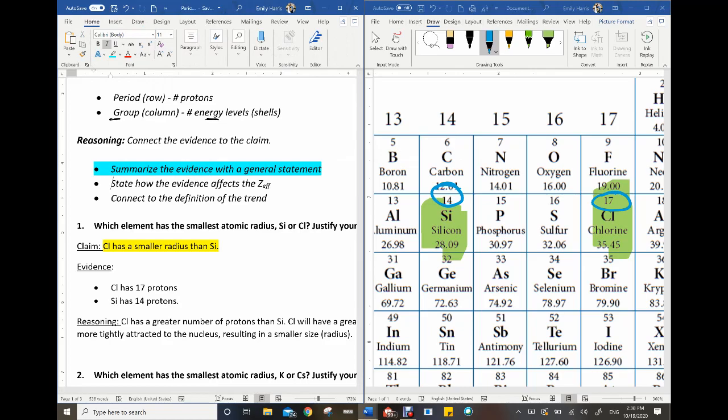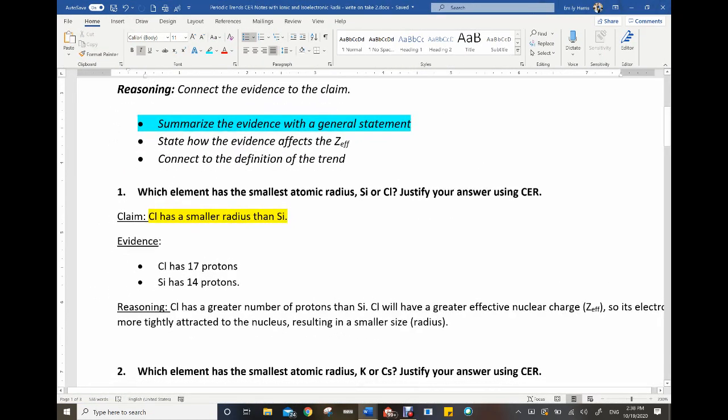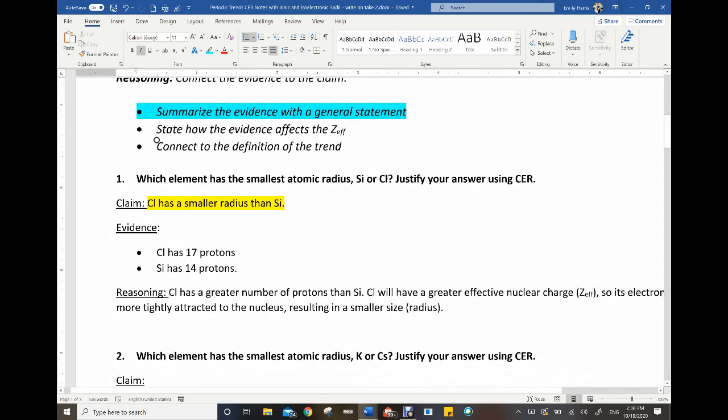So the first thing we're going to do is summarize our evidence with just a general statement. So you'll notice in the evidence section we got pretty specific. But here's the way we can summarize that. So instead of saying chlorine has 17 protons, silicon has 14 protons, the way we can summarize that is saying that chlorine has a greater number of protons than silicon.